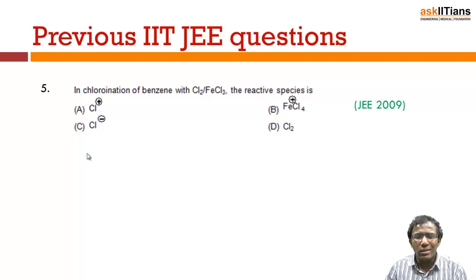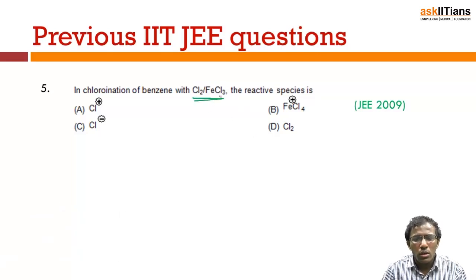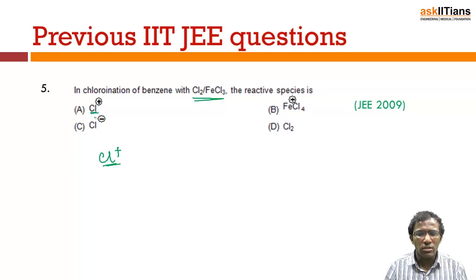And the fifth one is, in chlorination of benzene with Cl2 and FeCl3, the reactive species is. So here we have to know the mechanism, right? If you see the mechanism, the first step is the formation of electrophile, right? So the reactive species is what? The reactive species is the electrophile, that is Cl plus. It is not Cl minus, not FeCl4 minus, and not chlorine. So it is surely Cl plus.